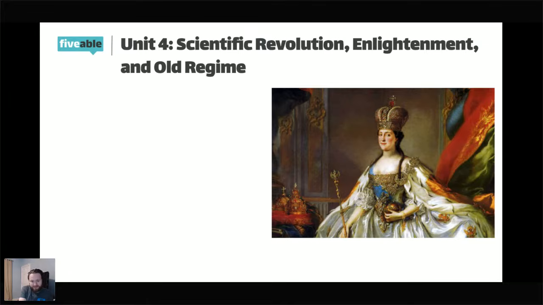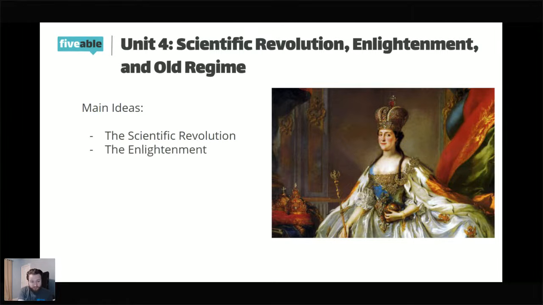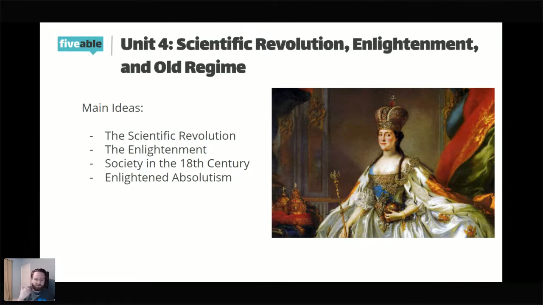Let's talk about the Scientific Revolution, the Enlightenment, and the old regime here. So first of all, main ideas of all of this. One, the Scientific Revolution, of course. Two is the Enlightenment. Three, society in the 18th century. And then finally wrap things up with enlightened absolutism.